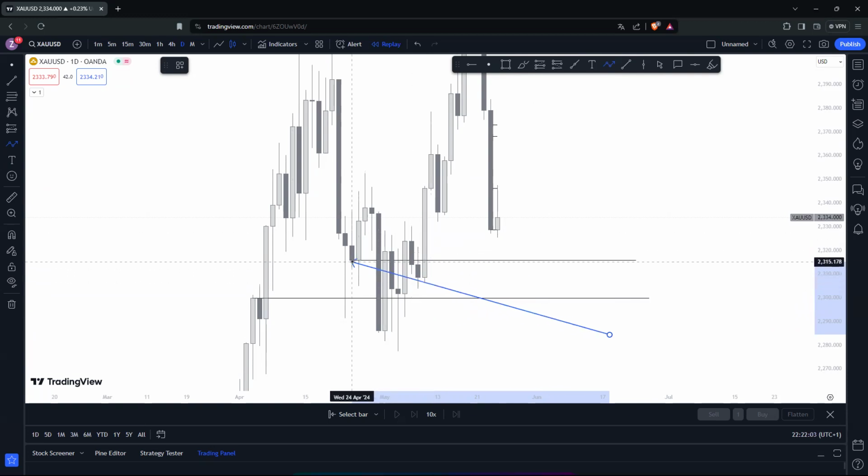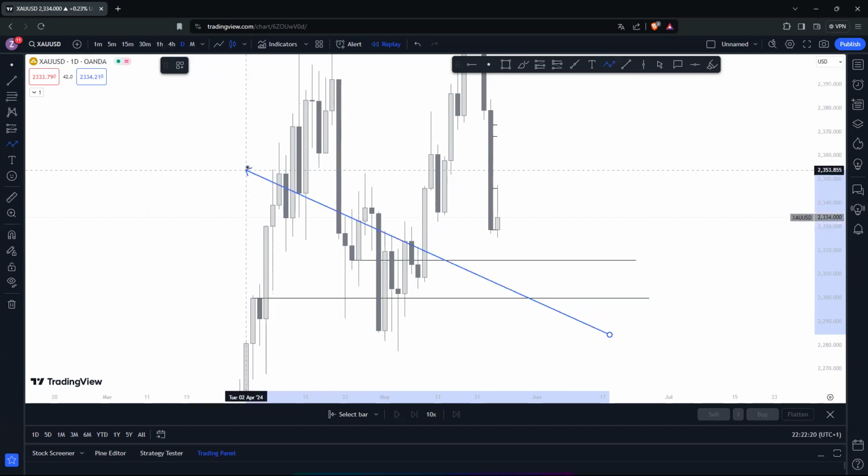If it is a body right here, it can be fresh. Why did I say it can be fresh? Because it also can be unfresh. Why is that? When the level is used, not touched, more than 5 times on the daily time frame and more than 2 times on the H4.